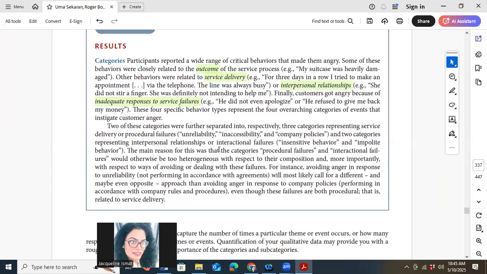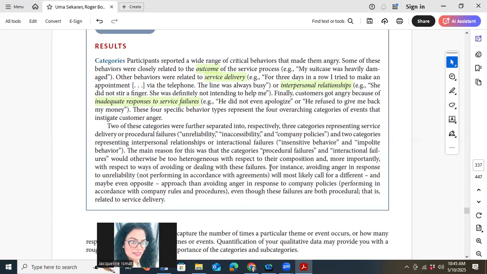The main reason for this was the categories procedural failures and interactional failures would otherwise be too heterogeneous with respect to the composition and more importantly with respect to the ways of recording and dealing with failures. तो जहाँ पे आपको लगता है इससे मतलब ट्रेन हो जाता है. इसका मतलब ये है कि जहाँ पे लगता है कि पूरी कैटेगराइजेशन है ब्रॉड हो सकती है, इसमें अदर कैटेगरीज को एग्जिस्ट कर सकते हैं जो आपको अलग नहीं करते. वहाँ पर हम सब कैटेगरीज बनाए.